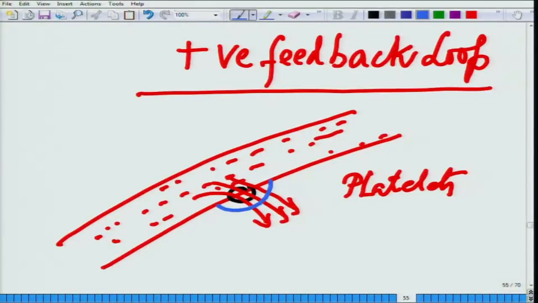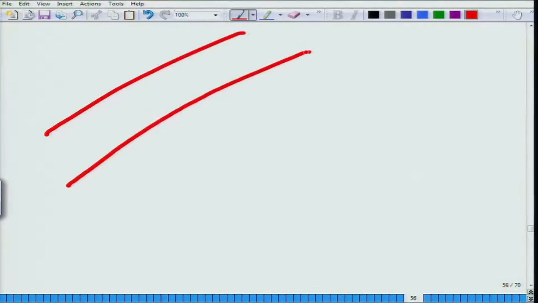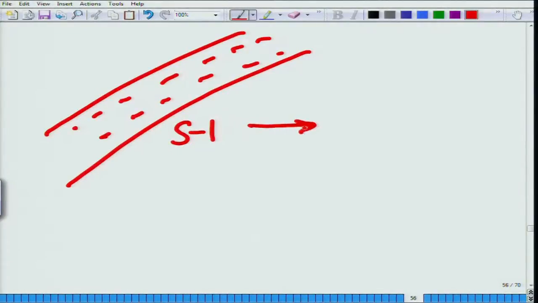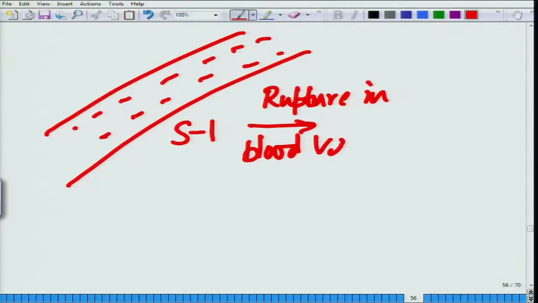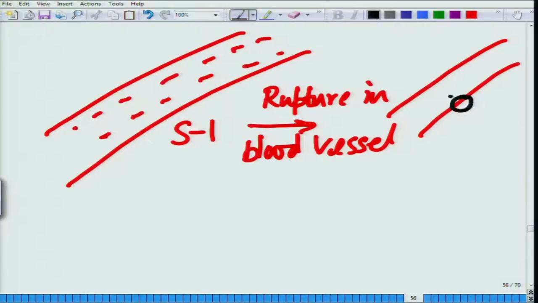So, what is that reaction exactly happening in this situation? Let me take another page to show you what is exactly happening. This is the normal situation, there is no reaction, stage 1. Now, there is a rupture in the blood vessel. Because of this rupture, blood starts coming out. This is stage 2.